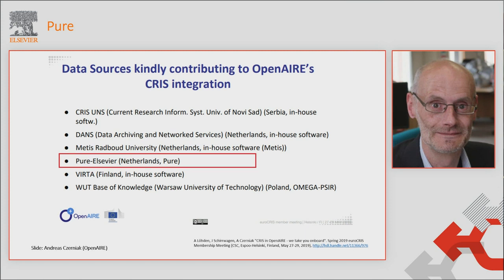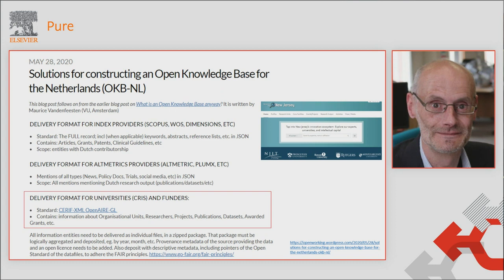Next slide, and last one, shows how OpenAIRE tries to aggregate all CRIS information and repository information across the European research area, across all Europe and associated countries like Turkey or Israel. There is this Open Knowledge Base, OKB NL project in the Netherlands that aims to aggregate CRIS information at a national level. Most of the institutional CRISes in the Netherlands are Pure. So the Pure data model could be used as an exchange format, as an exchange standard.